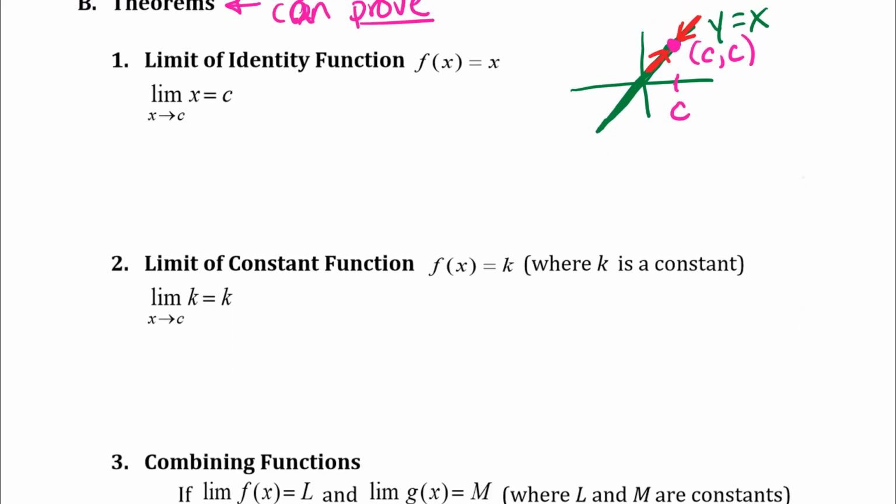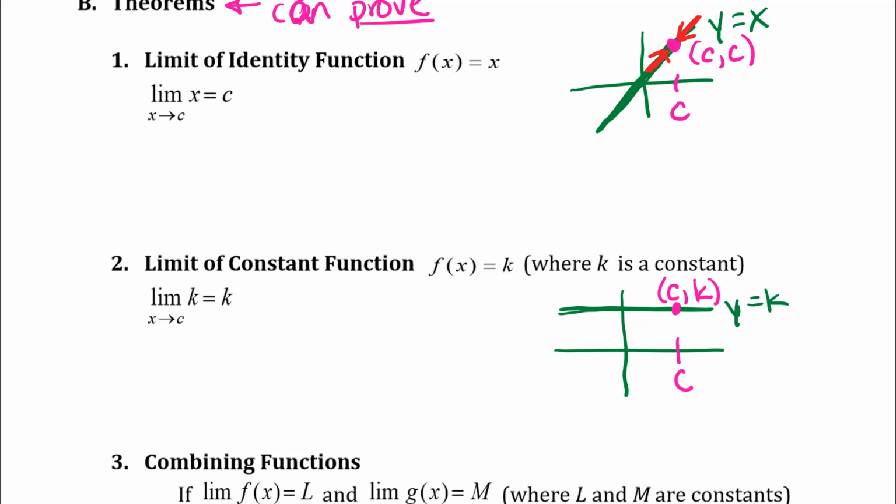Same thing really with the next one, the limit of a constant function. Again, this is one where you know what that graph looks like. You've got your x and y axes, and that's the line y equals k, where k is some constant. So it's just a horizontal line at whatever that y value of k is. If I think about getting close to some point on the graph, when x is getting closer and closer to c, the point on the graph that we're getting closer and closer to would be at c comma k.